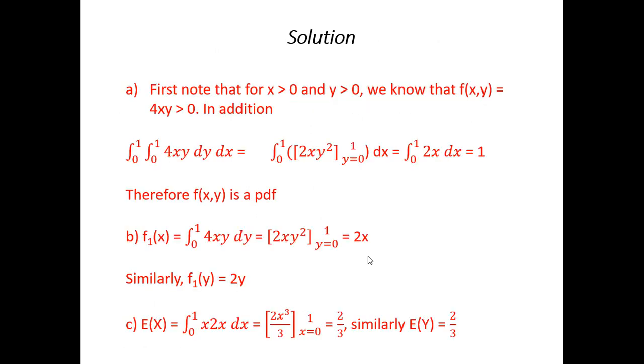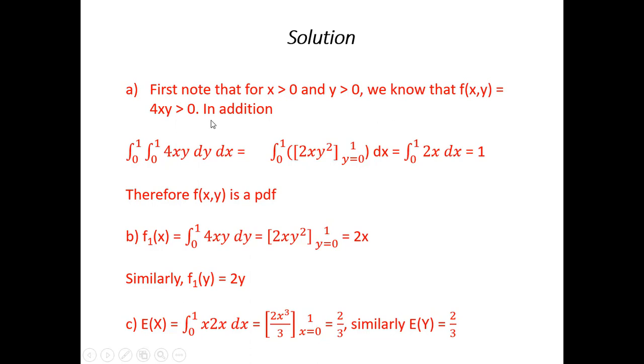For part A, we want to show that our function f of xy is a PDF. There are 2 things we need to do. We need to demonstrate that f of xy is always greater than or equal to 0, and we need to show that the integral over our region yields a value of 1. We know that x and y are both between 0 and 1, so they're both positive. So the function f of xy will be positive as well.